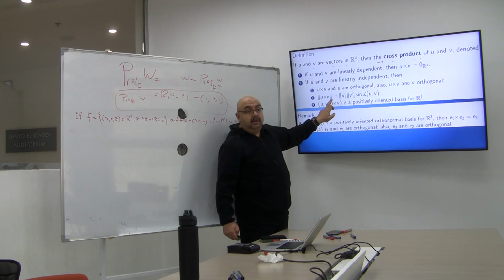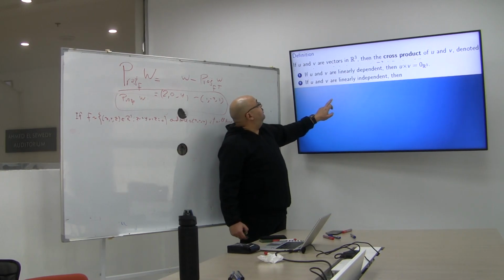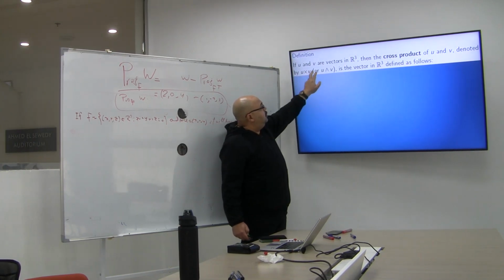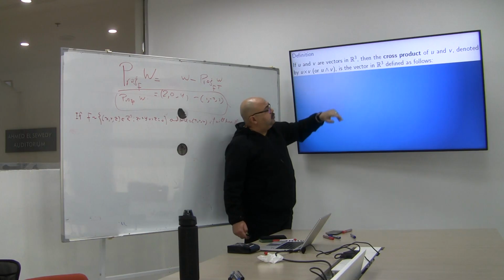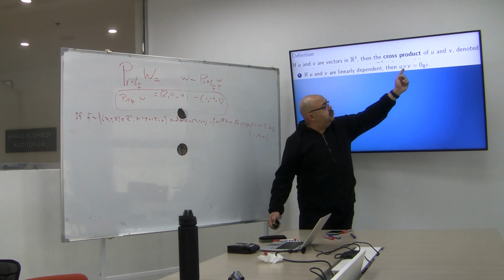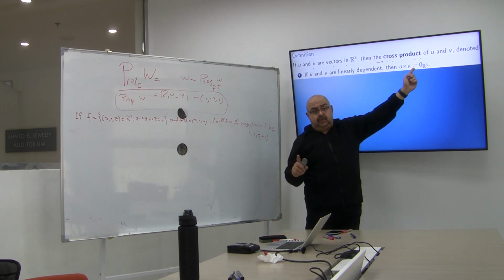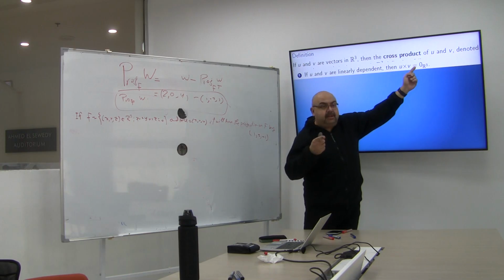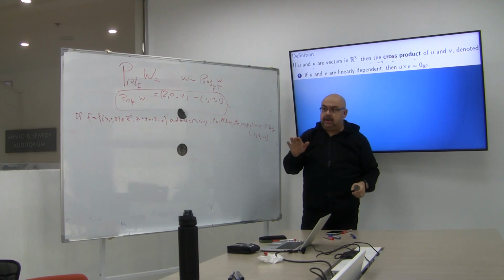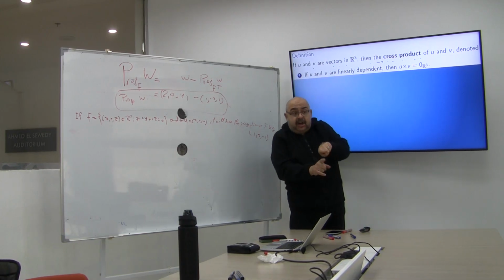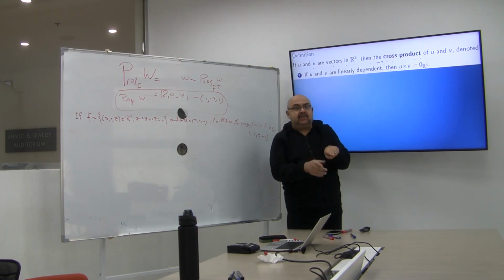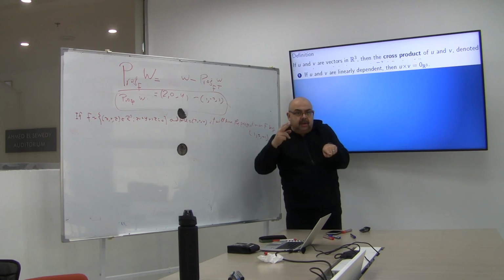Here we go. Okay? Here, if u and v are vectors in R3, then the cross product of u and v, denoted by u cross v, is the vector of R3 defined as follows. If u and v are linearly dependent, then u cross v is equal to 0. So for any two vectors which are linearly dependent, their cross multiplication is equal to 0. It's complete logic, because if you have two vectors linearly dependent, that means one of them will be generated from the other. It's like 1, 1, 1 and 2, 2, 2. Those are linearly dependent vectors.